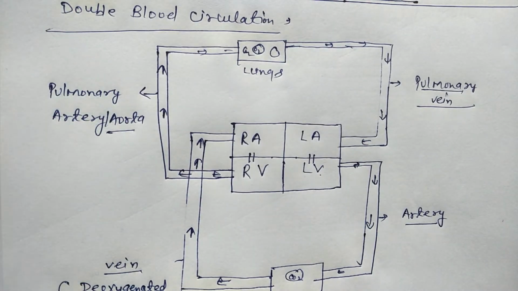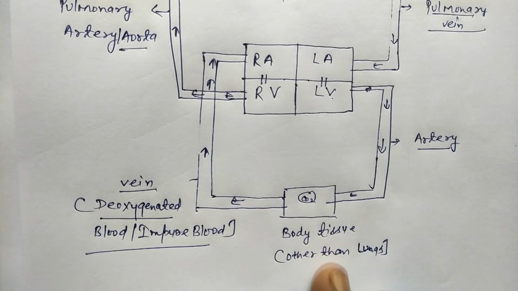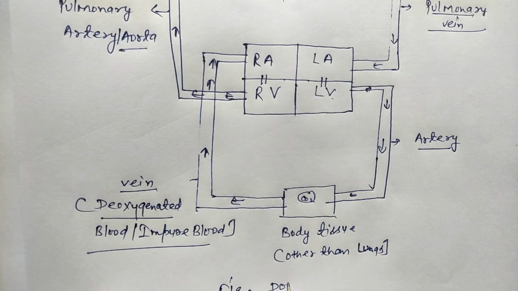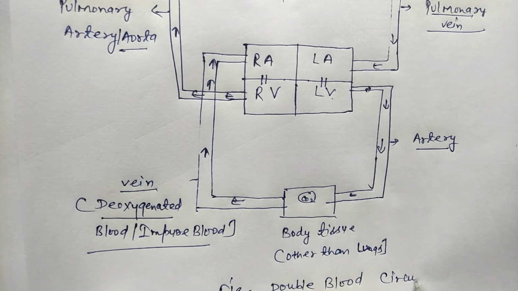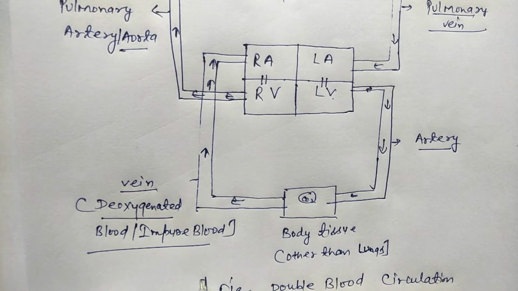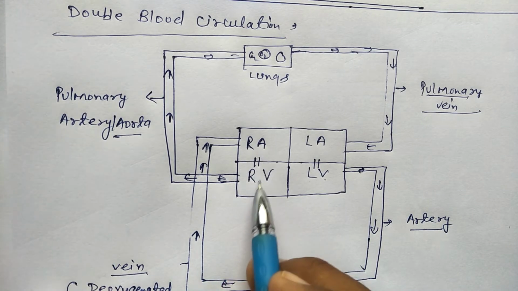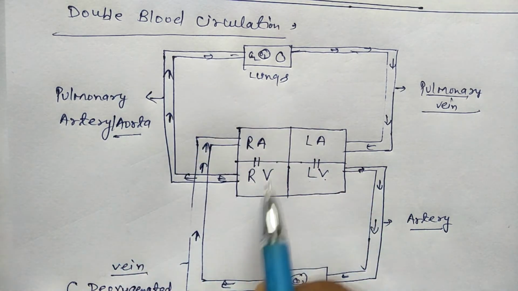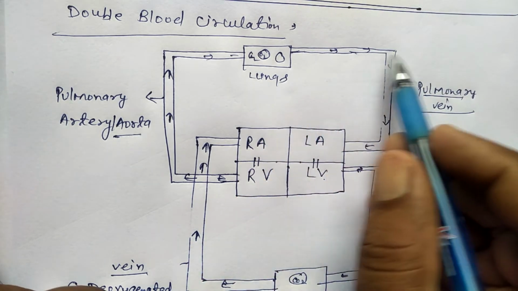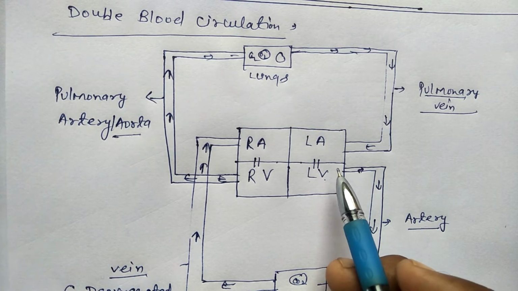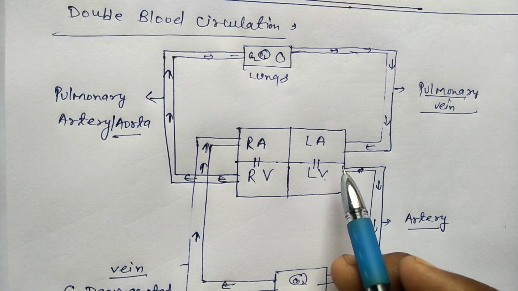So this is the figure of double blood circulation. First of all, impure blood enters the right part, and again impure blood is forwarded to the lungs, and purified blood again enters the left part. So blood enters the human heart two times, so it is called double blood circulation.